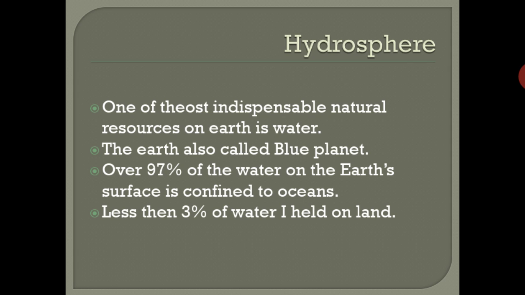The hydrosphere consists of the water in its various forms on the earth. Over 97% of the water on the earth's surface is confined to the oceans. So out of 100% of the water on the earth, 97% is covered completely by ocean. The remaining, less than 3%, is water held on land, which is pure water, utilized as groundwater, rivers and so on. So 97% of the water available on the earth is ocean, and only the remaining 3% is normal water which we utilize as our sources.